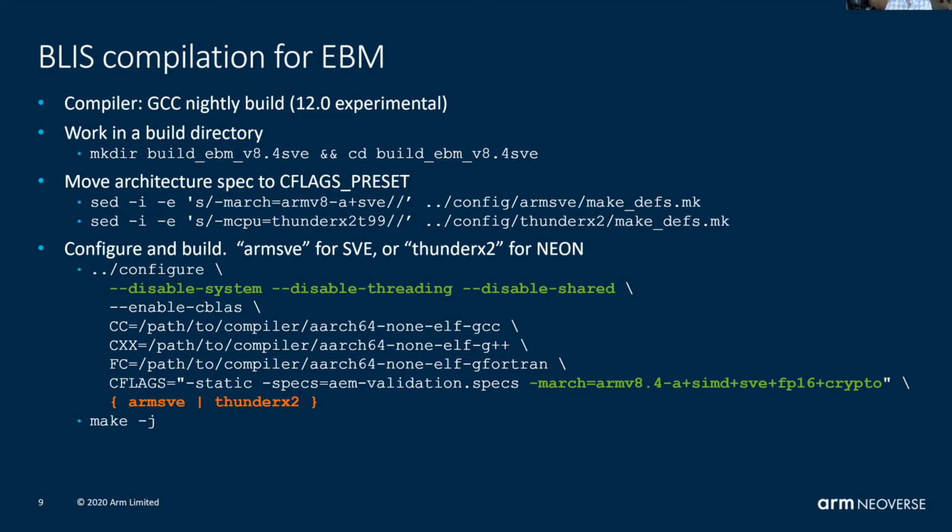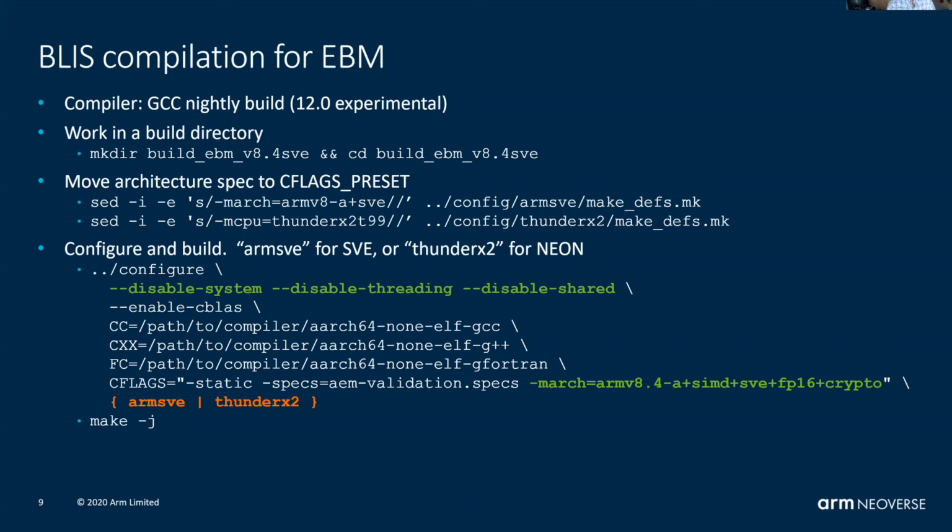Because we have to avoid threads, syscalls, all the rest of it, I use the disable system, disable threading, and disable shared flags when configuring BLIS. And I've got to say, this is actually a really pleasant surprise. You can tell that BLIS has been used in simulators before, and the BLIS team have thought about what it's going to take to run these kernels in an extremely minimal environment like this. So it was a really pleasant surprise to find that this stuff just kind of builds and works in as constrained an environment as a core simulator.